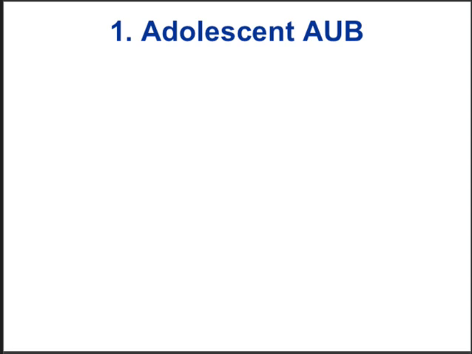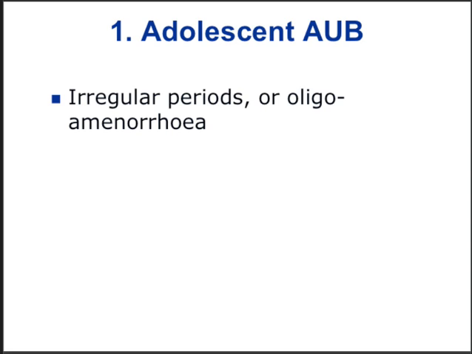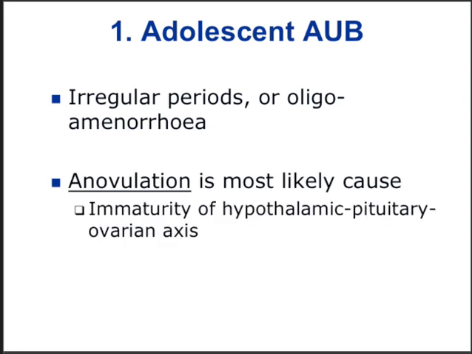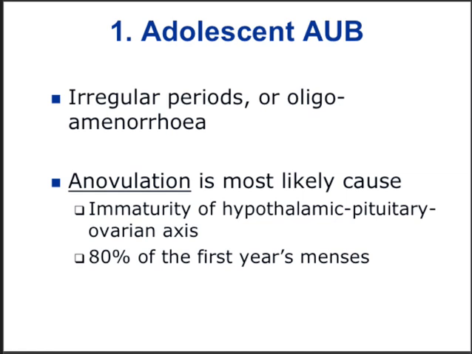Shortly after the menarche, most women have irregular periods or periods which are longer than 6 weeks apart and sometimes even more than 6 months apart, oligo or amenorrhea. And anovulation is the most likely cause. It has probably to do with the immaturity of the hypothalamic pituitary ovarian axis. 80% of women experience some irregular bleeding in the first year after the menarche.